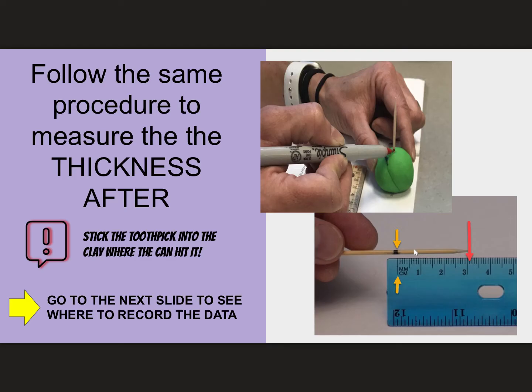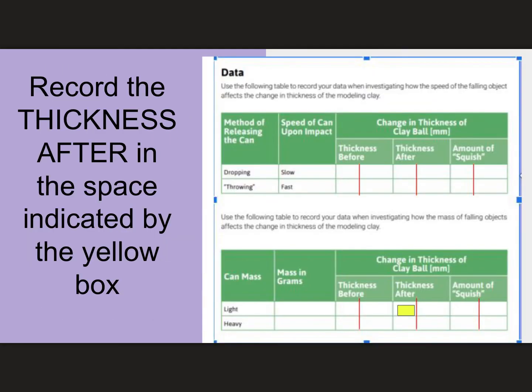Again, you are going to follow the same procedure you did before for finding the thickness of the clay. Remember that you're going to want to make sure that you stick the toothpick into the clay where it hit it. Mark your toothpick, take the toothpick out, and determine the thickness after. Very similar to the data table on the top, that first trial, you are going to put your number right here in the first box for the thickness after.